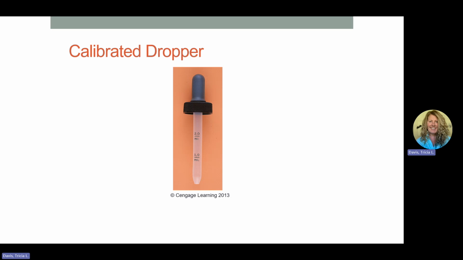We also can see the use of perhaps a calibrated dropper. These come in different measurements as well. We can use these a lot for our pediatric patients to administer medications. We can use it to dispense eye medications and ear medications. They can come in a half of an ml, 1 ml, 2 mLs, I've seen them up to 5 mLs.